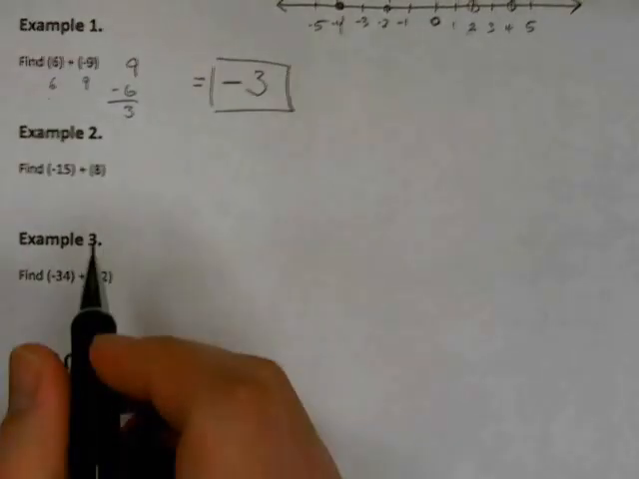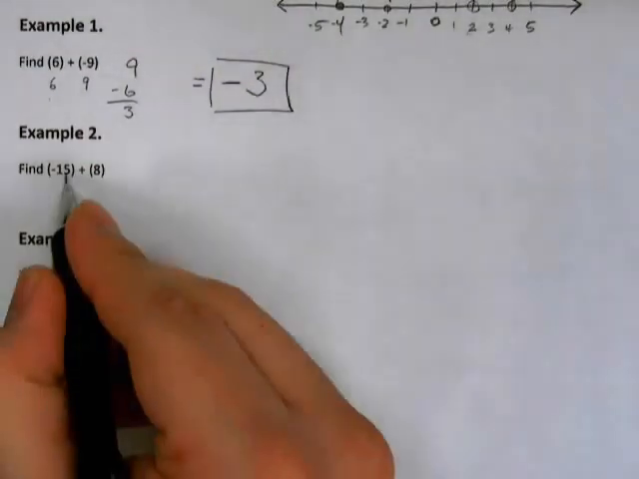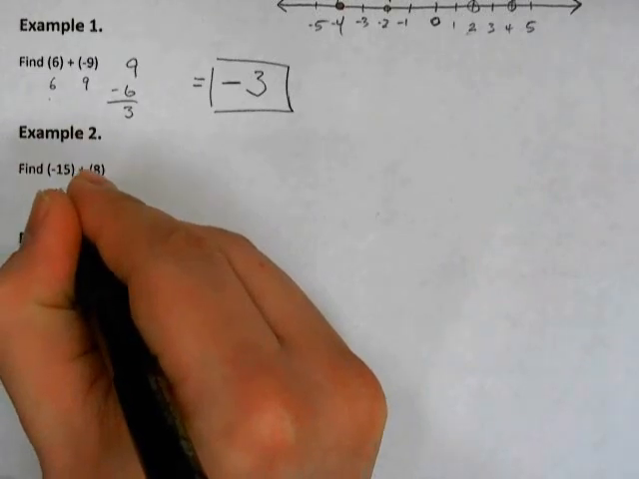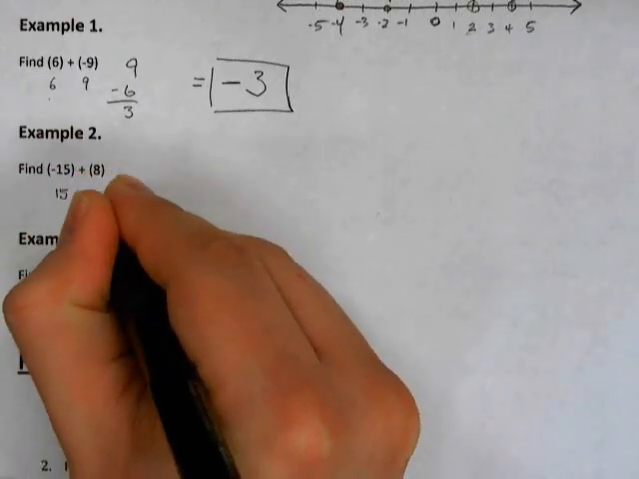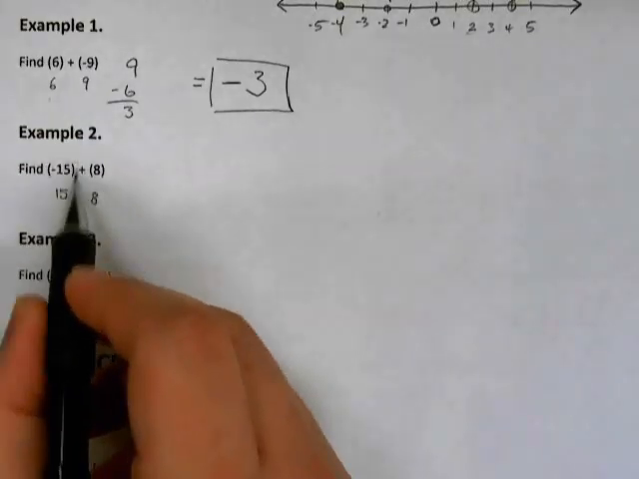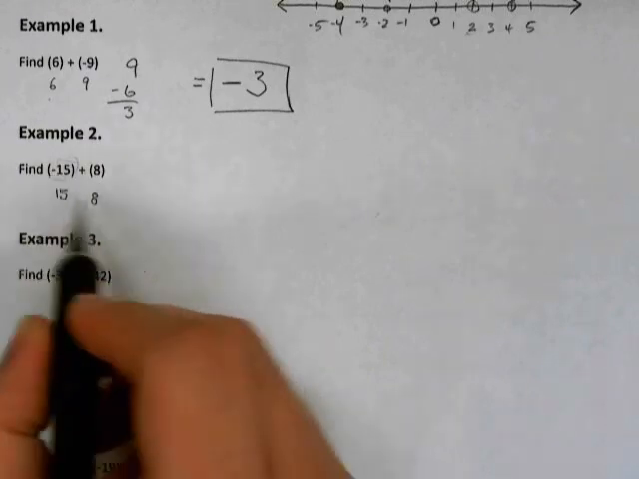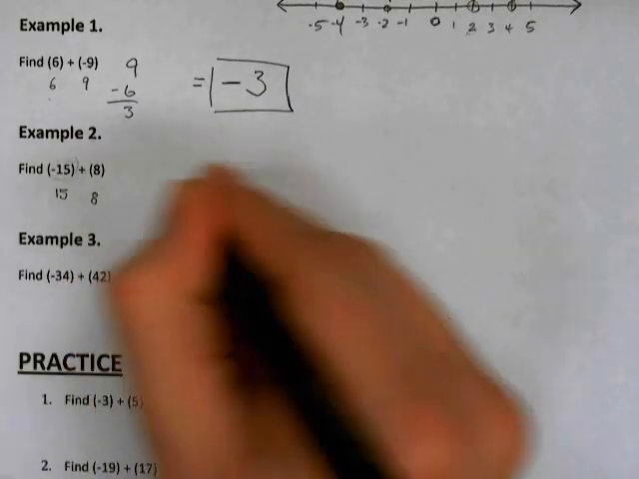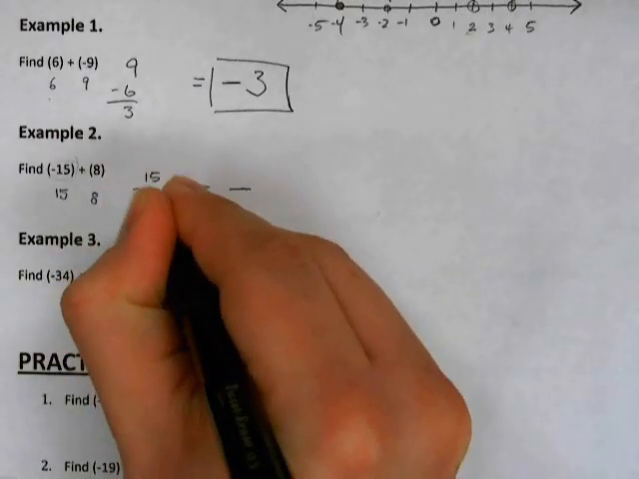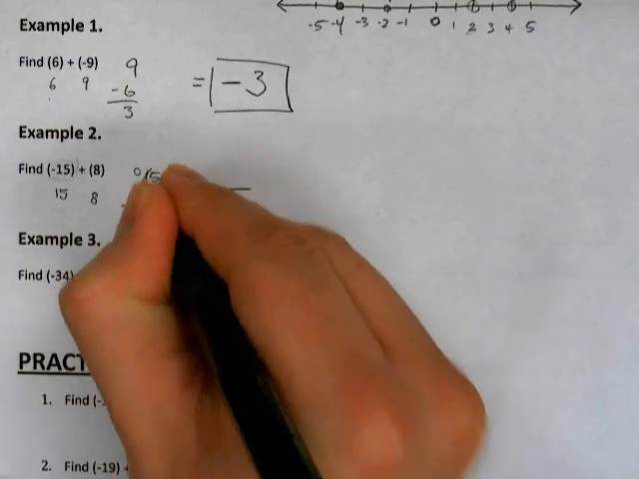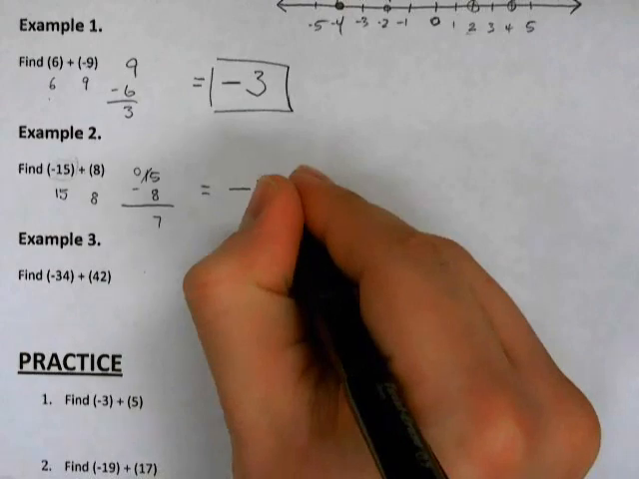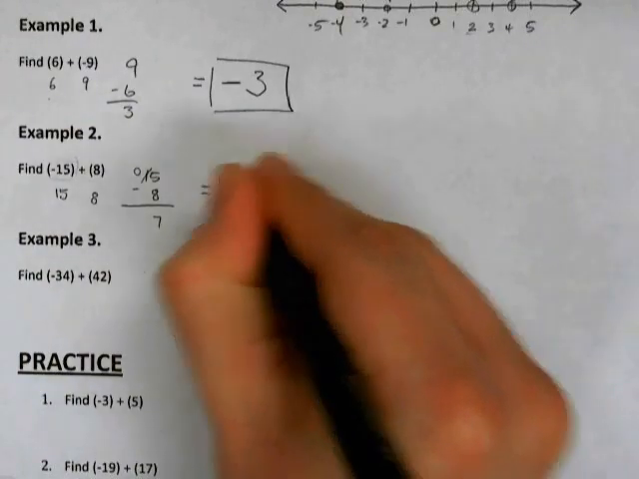All right, example 2. We have find negative 15 plus 8. Take the absolute values. The absolute value of negative 15 is 15, and the absolute value of 8 is 8. So because the absolute value of the negative number is larger, we know the answer is going to be negative. And then we again have to subtract. 15 minus 8, have to borrow. 15 minus 8 is 7. So our answer is negative 7.